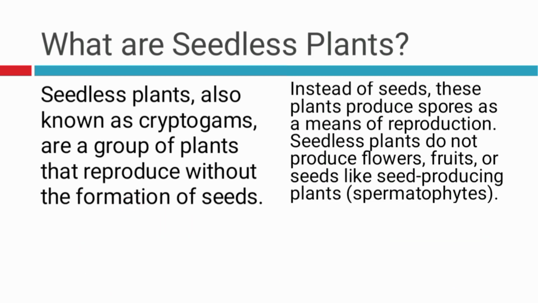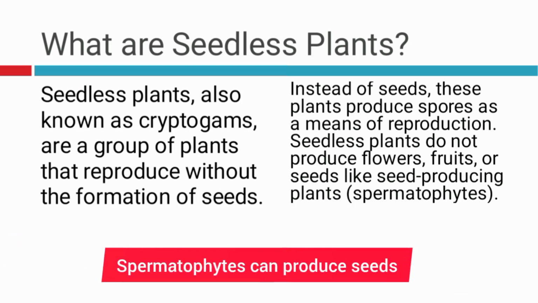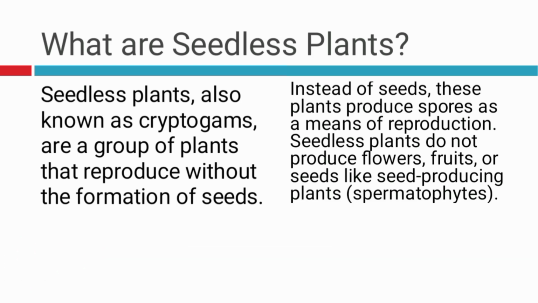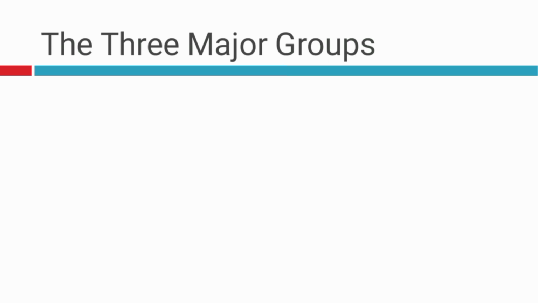So we have seedless plants, they cannot produce seeds. And then we have spermatophytes. These are the plants that can produce seeds. So I can tell you that seedless plants are lower plants, while spermatophytes, that means plants that can reproduce through seeds, are higher plants. So all those plants you see around you that can reproduce through seeds, they are higher plants.